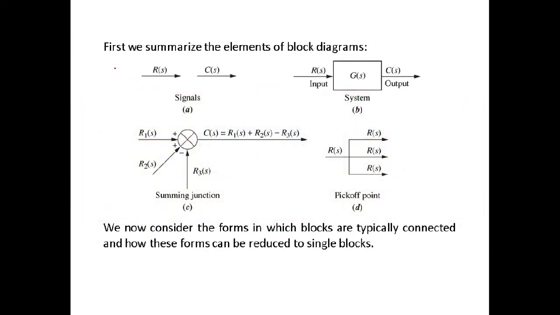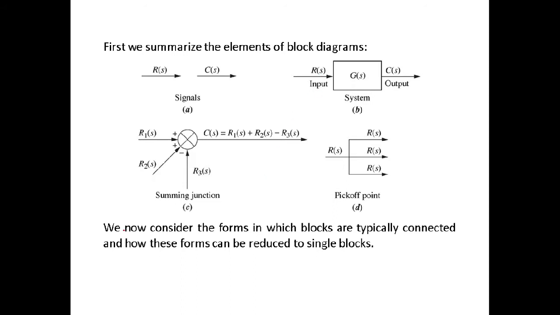Okay. So first let us summarize the different elements of the block diagram. R of S is the input signal, and C of S is the output signal. As far as the system is concerned, the input and output are subjected to one particular system. In that case the transfer function is G of S. If you want to find it, it will be C of S, that is the output, divided by the input R of S.